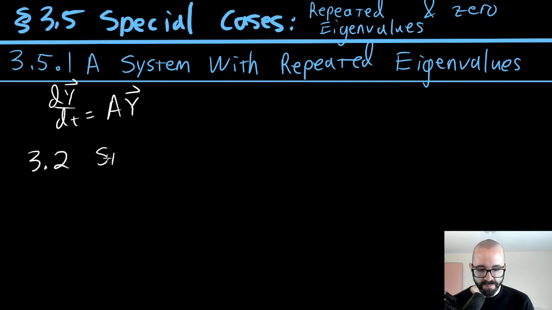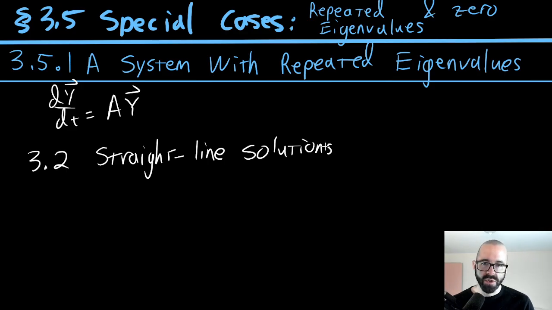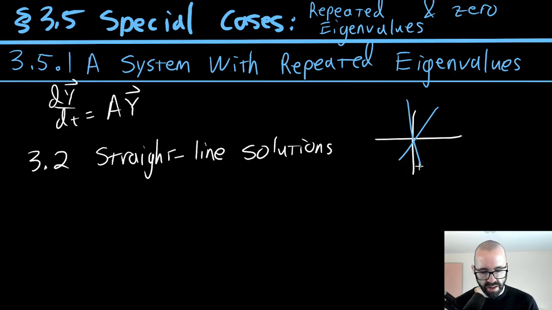That was 3.2. We said, okay, if we have two eigenvalues and two eigenvectors, then there's going to be two straight line solutions if the eigenvalues are real and different. And then we said everything along those lines is going to be a solution. We had situations like this, where we had two different straight lines. And then maybe this is a source, maybe it's a sink. We could draw phase portraits. If it's a sink, we might have something that looks like this.